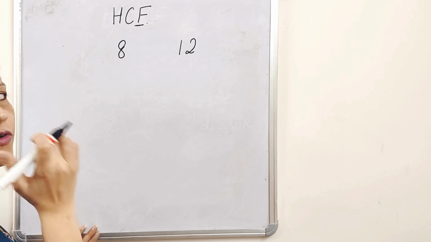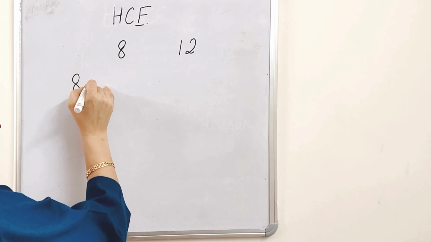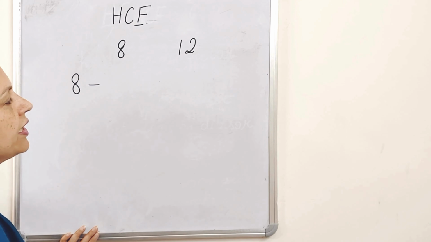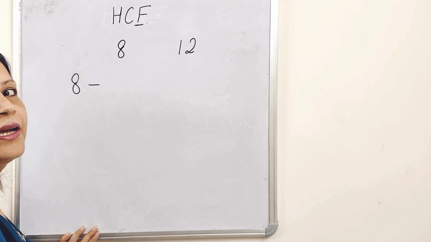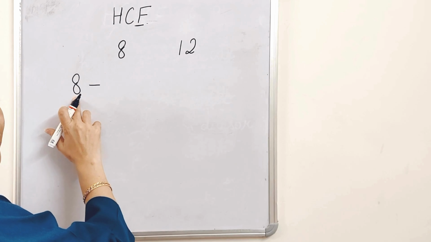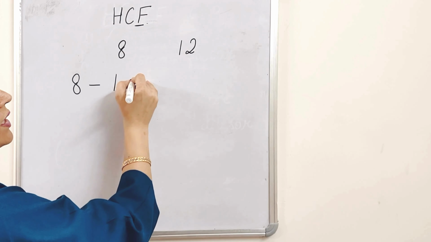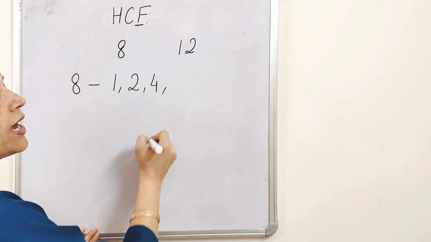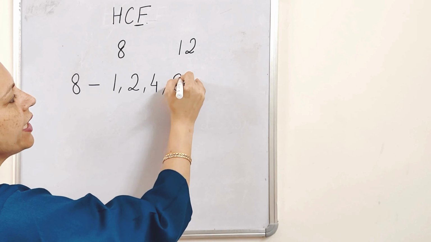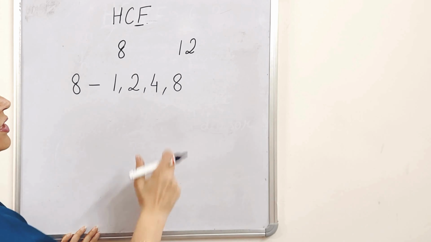Let's say we have to find out the factors of 8. That means 8 किस किस के tables में आता है? So 8 comes in 1, it comes in 2, it comes in 4 and it comes in 8 itself.